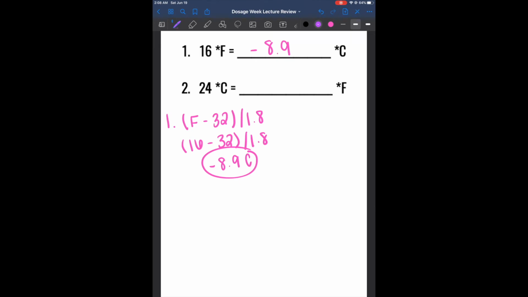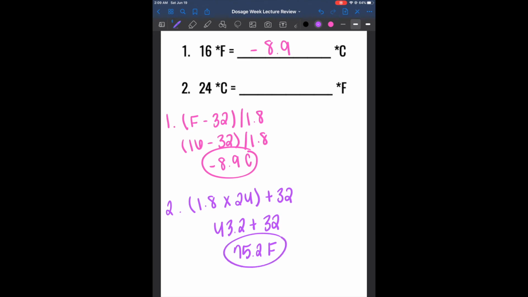Now, working the next one, you need to remember that it's 1.8 times your degrees Celsius, and then you're going to want to add 32. Do what's in your parentheses first. So 1.8 times 24 gives you 43.2, plus 32 is going to equal 75.2 degrees Fahrenheit.